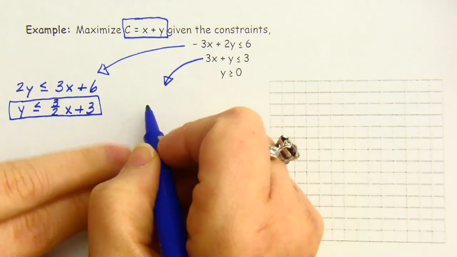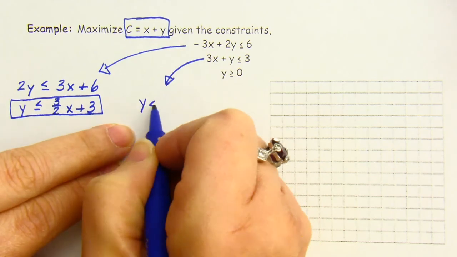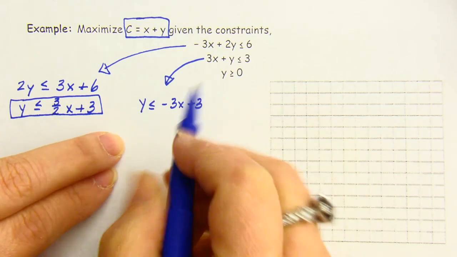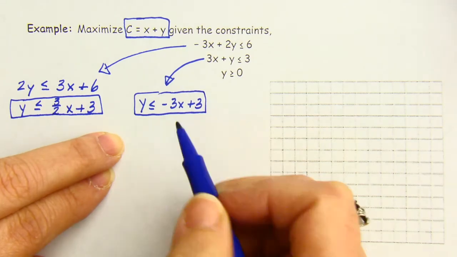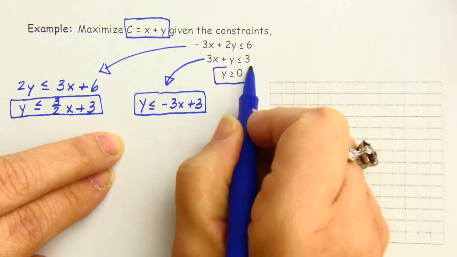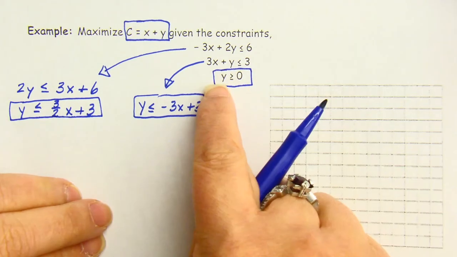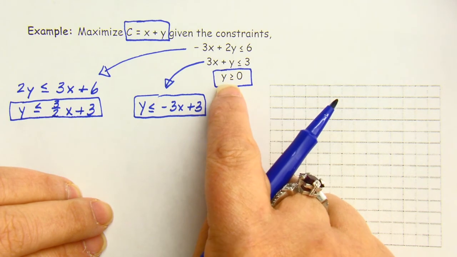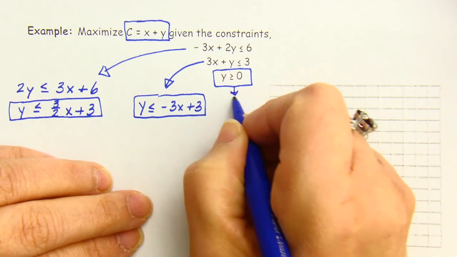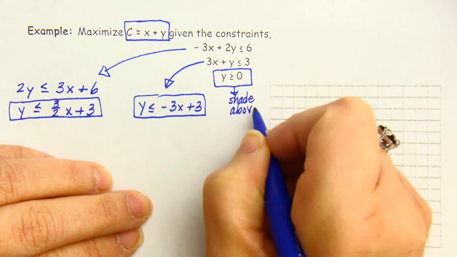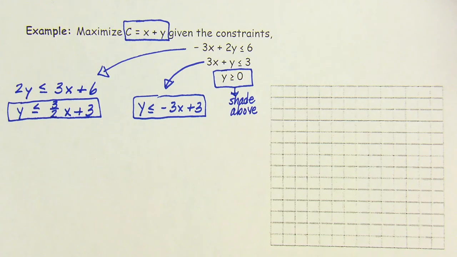The second one, we solve for y. We get y is less than or equal to negative 3x plus 3. And of course, we'll just put a box around it because we do have to graph that one as well. Now remember, y being greater than or equal to 0 means we're going to shade above, okay? This is a horizontal line. And the y values that are greater than or equal to 0 are going to be the ones above the 0, not below.